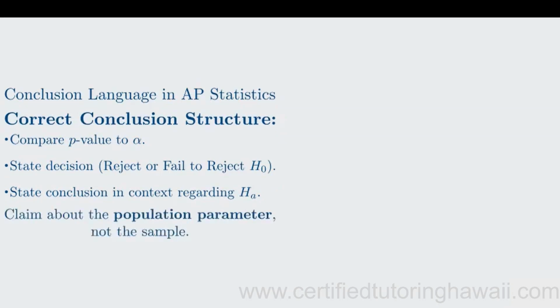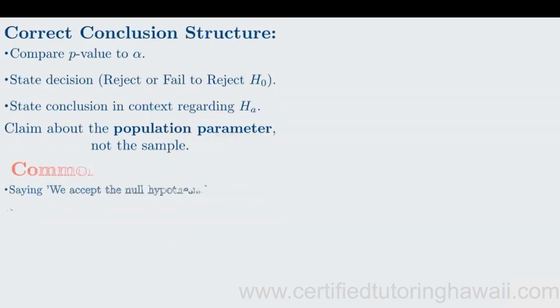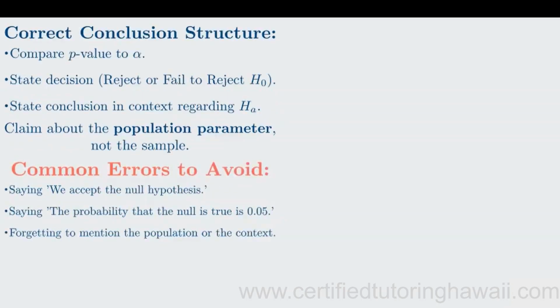Always remember that we are making a claim about the population parameter, not the sample. Here are some common errors to avoid. Never say we accept the null hypothesis. Do not say the probability that the null is true is 0.05. And don't forget to mention the population or the context.